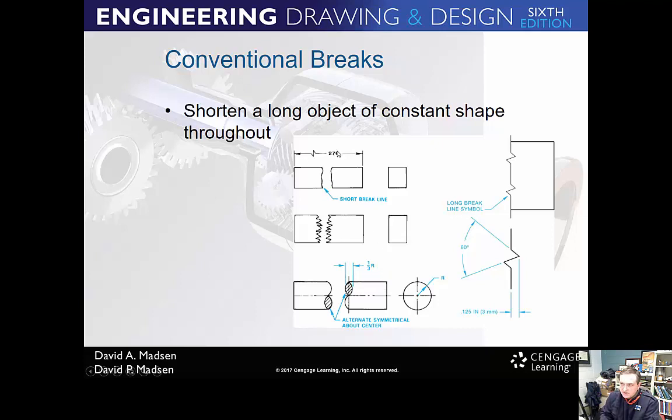So, conventional breaks. Basically what we're doing is shortening up something. If it's a solid, like a square tubing, not tubing, but square, well, it could be tubing. If it's something squared off, then you can just do a short break line and you're done, right? Or this jagged thing that looks like I broke it. That's not the greatest. This is better. Another option is to do what we call a conventional break. And that's what this is.